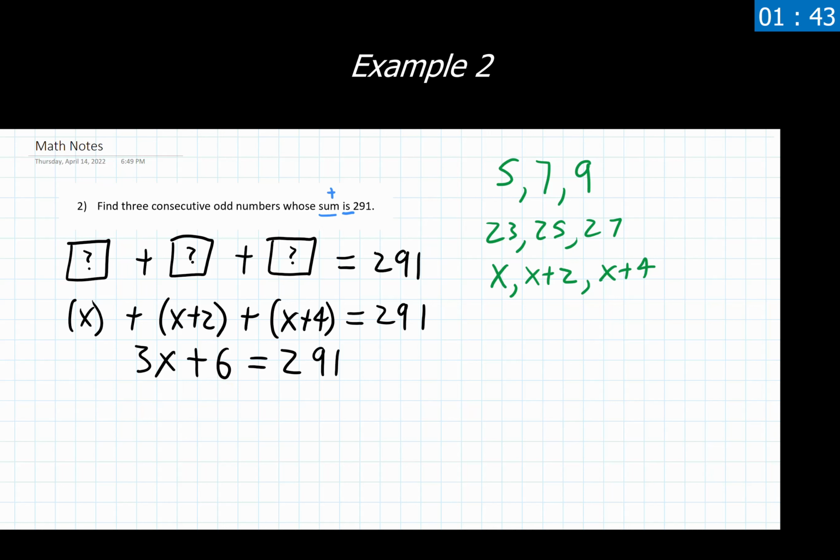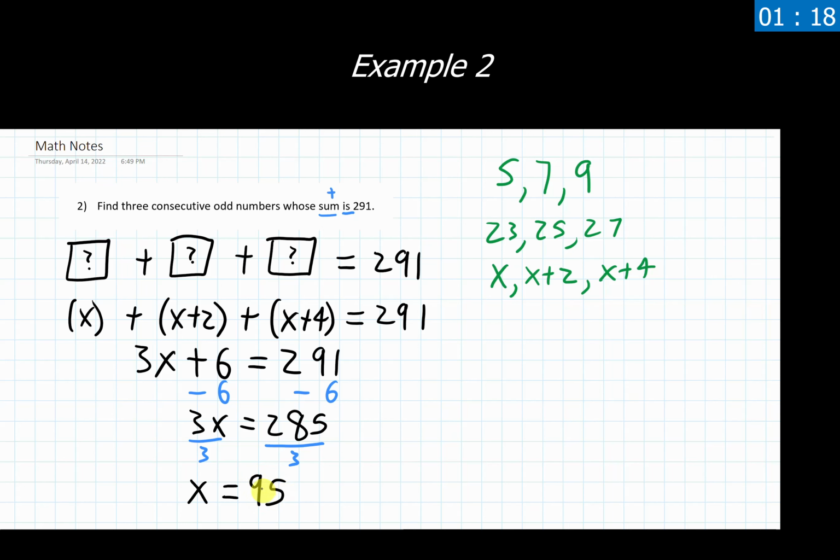So in solving this thing, I need to find my x value. I'm going to subtract 6 from both sides. And I'm going to get 3x is equal to 285. I want to get the x all by itself, so I'm going to divide both sides by 3. And I'm getting that x is equal to 95.